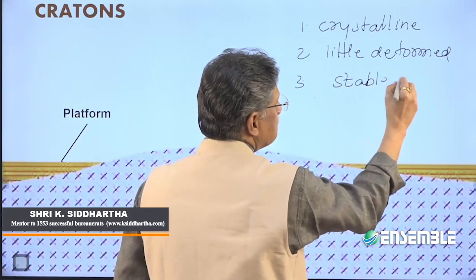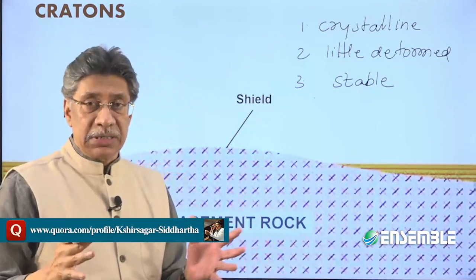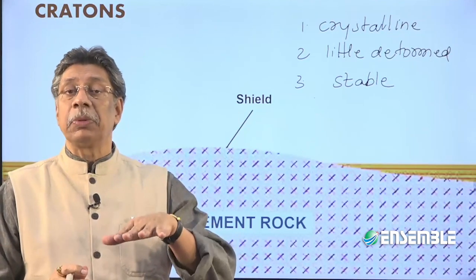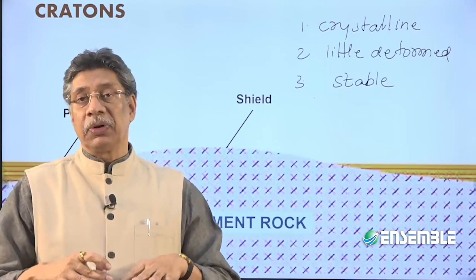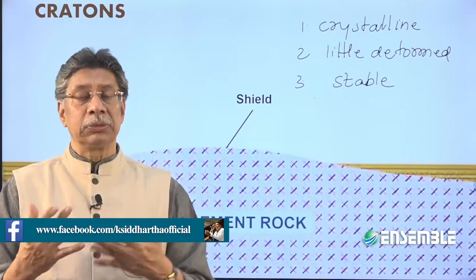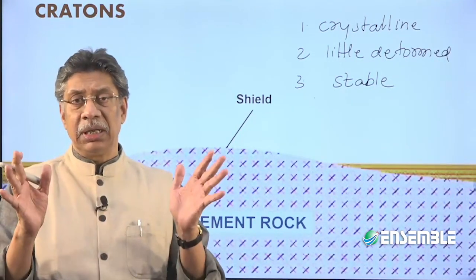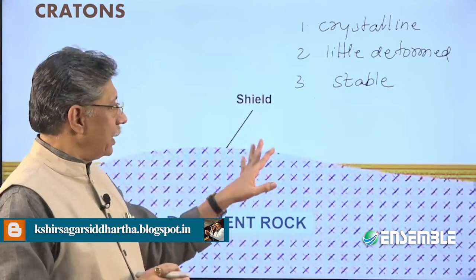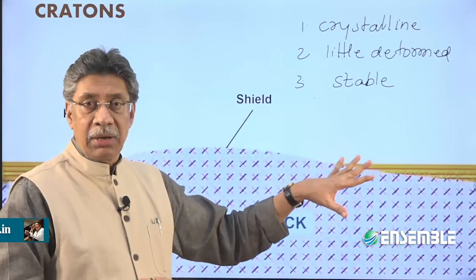And stable in a geological sense basically means that it hasn't undergone any type of volcanic activity, any type of tectonic activity, and it hasn't undergone any type of earth movement activity like folding, faulting, seismic activity, volcanic activity, nothing of the sort. And that is a craton.